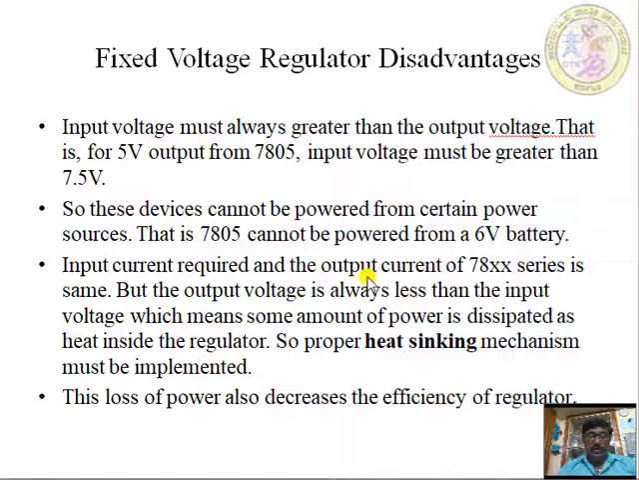The input current required and the output current of the IC are the same, but the output voltage is always less than the input voltage, which means some amount of power is dissipated as heat inside the regulator. So a proper heat sinking mechanism must be implemented. Whatever output voltage we get, it is less than the input voltage.